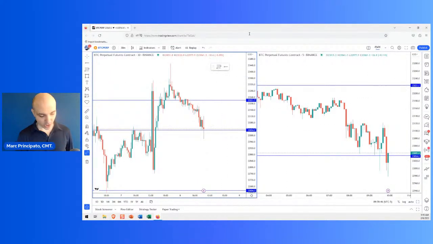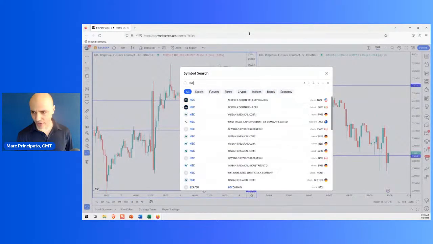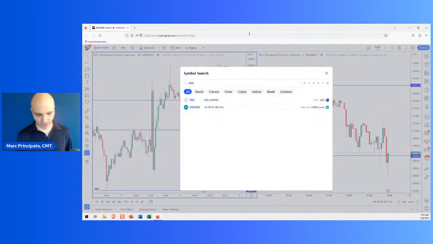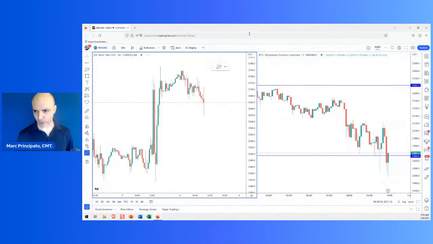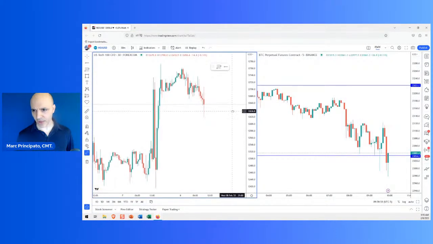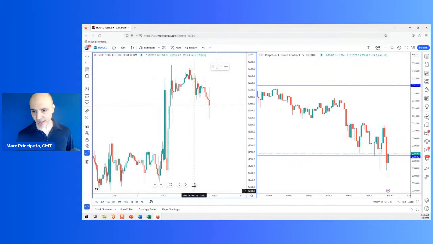So let's change this here now. I'm going to change that 30 minutes. So we got our 30-minute plan, okay? You guys got that? So we have our expectations. We're basically looking for longs. Now, look at the NASDAQ. This is the NASDAQ 100.